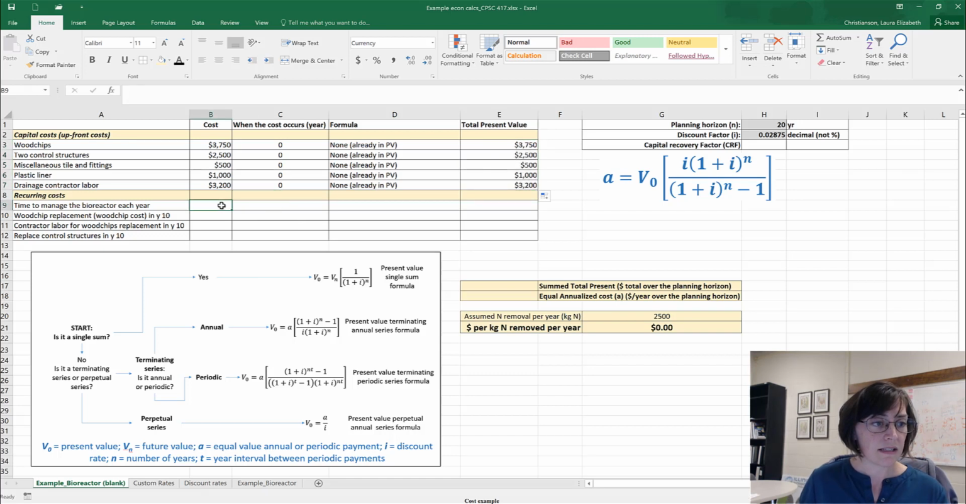The first recurring cost is time to manage the bioreactor every year. And this is pretty minimal. You're going to mow it a couple times a year. You're going to go out and change the control structures. There's very minimal maintenance, but we still want to account for this. So this is a labor cost.